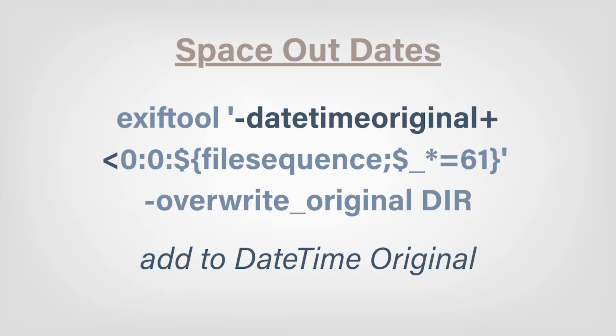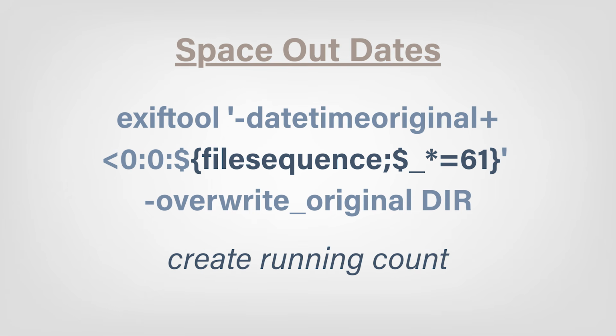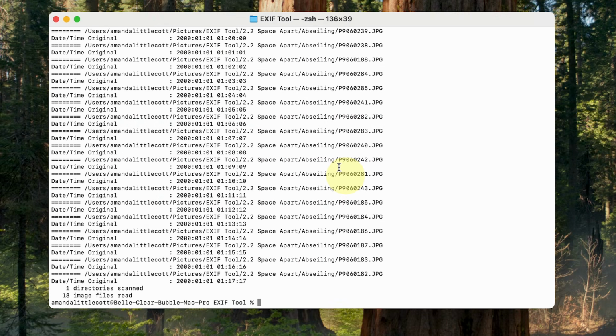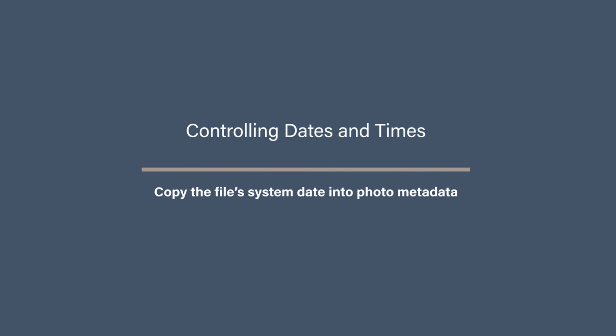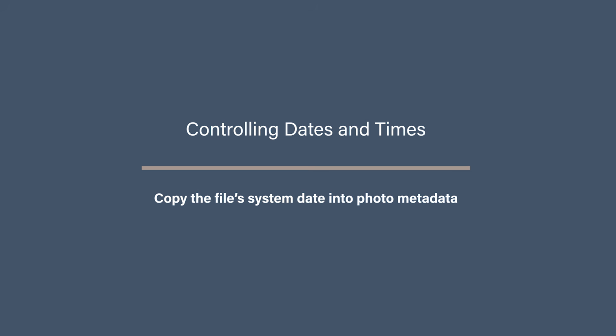The dash DateTimeOriginal plus means add something to the DateTimeOriginal. Then this FileSequence 61 creates a running counter. The first photo gets no extra time, the second gets 61 seconds, the third gets 122 seconds, and so on. The result is a neat 1 minute time gap between every photo, so they line up logically when they're sorted by date. Copying the file's system date into the photo metadata.